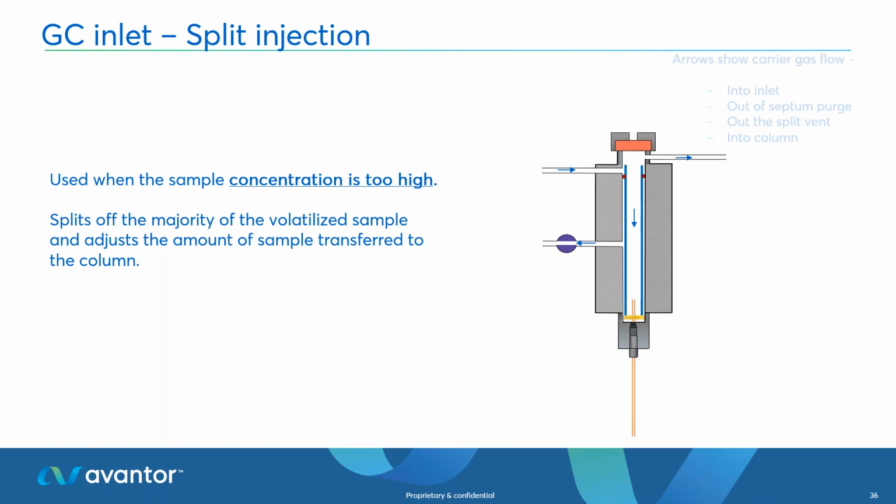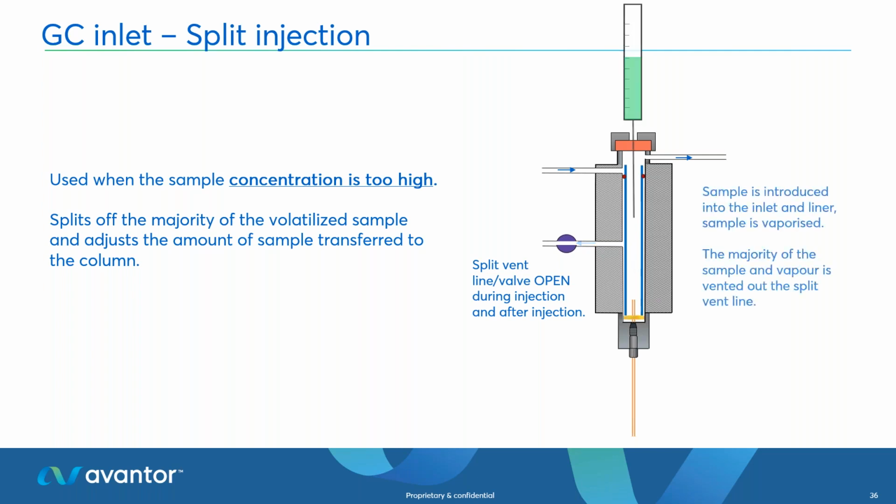So this is a split injection for high concentration samples. The arrows are going into the column, out the purge, and then out the split vent. The split vent is open through the whole injection and after. The sample is introduced into the inlet and liner, vaporized, then the majority of the sample goes down and is transferred onto the column. Then the rest is vented out the split line.